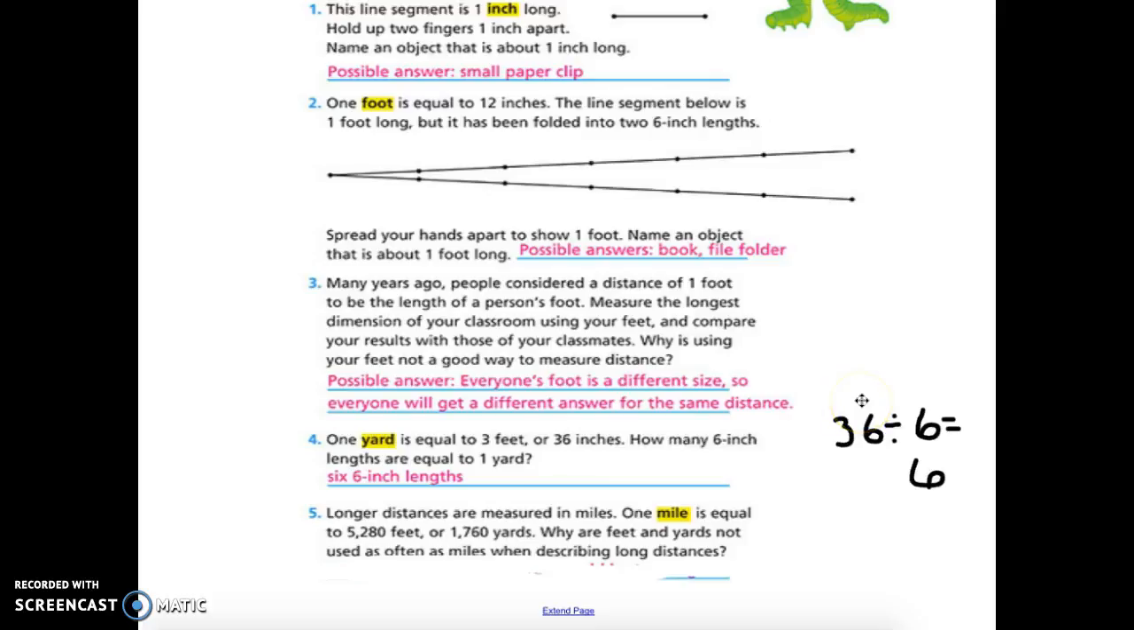All right, the last problem on this page says the longer distances are measured in miles. 1 mile is equal to 5,280 feet, or 1,760 yards. Why are feet and yards not used as often as miles when describing long distances? It's a great question. Why don't you pause the video and think about why they aren't used? All right, and the answer is because the numbers would be huge, right? A lot of these numbers would be too large, it'd be too hard to understand. So instead of feet or yards, we use the bigger distance, which in our US customary system is miles.